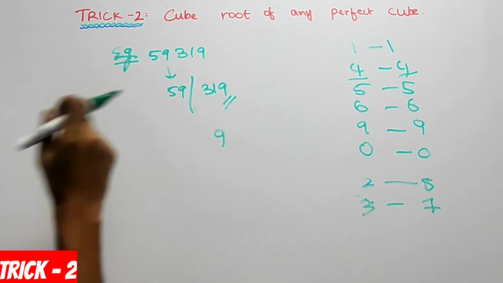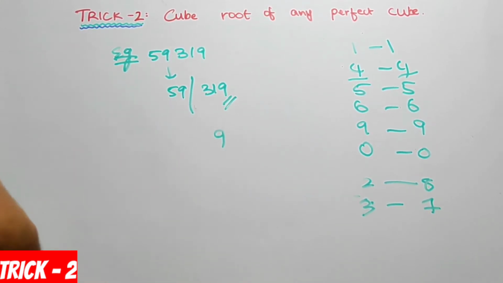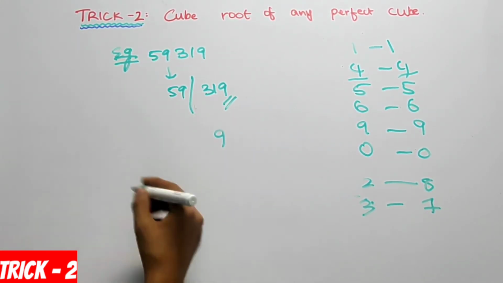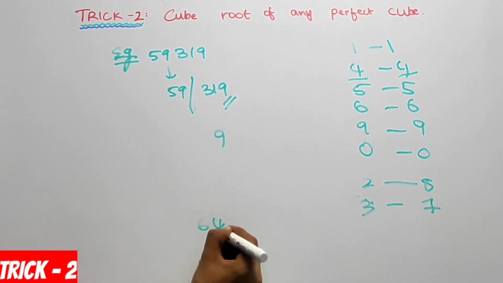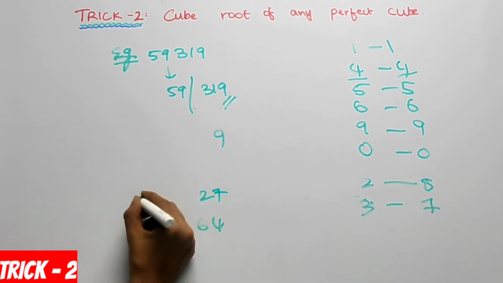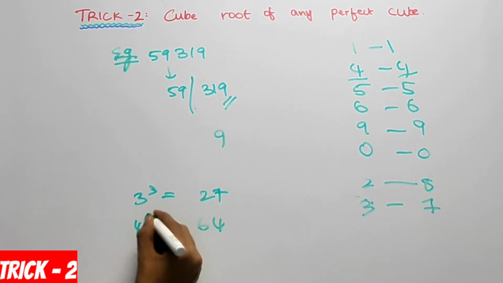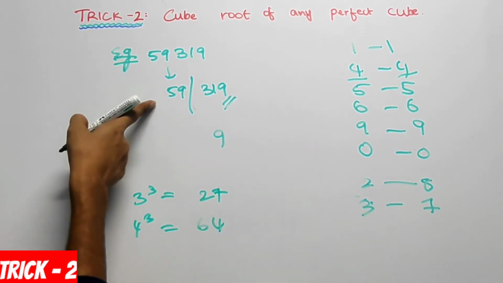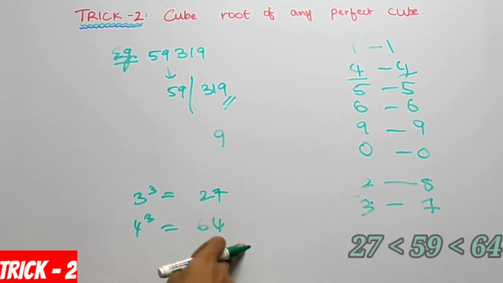Now what you do is find the closest perfect cube which is near 59. So 3 cube is 27, 4 cube is 64, as well as 5 cube is 125. So the number 59 is in between 27 and 64. So you have to choose 3 cube and 4 cube.